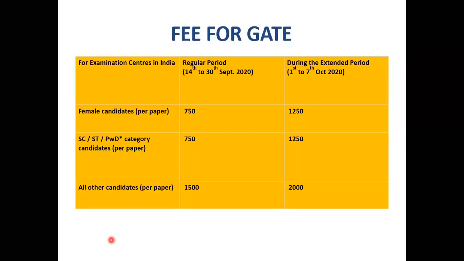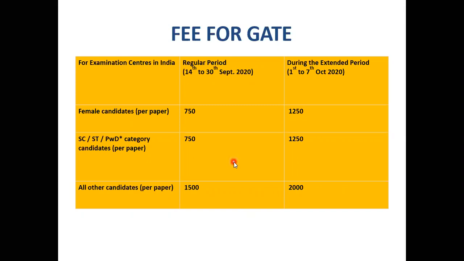And next, the most important point is the fee for GATE. So let's see, for female candidates, all types of female candidates, the fee is 750 rupees. And for SC, ST, PWD categories, it is also 750 rupees. And for the remaining candidates, it is 1500 rupees. I got one more message, yes, 61 is saying 750. Yes, very good.